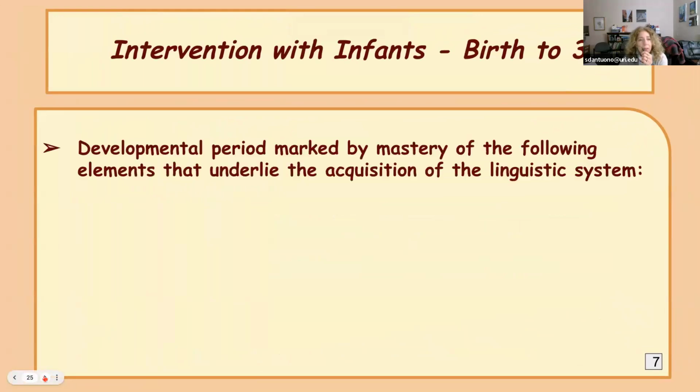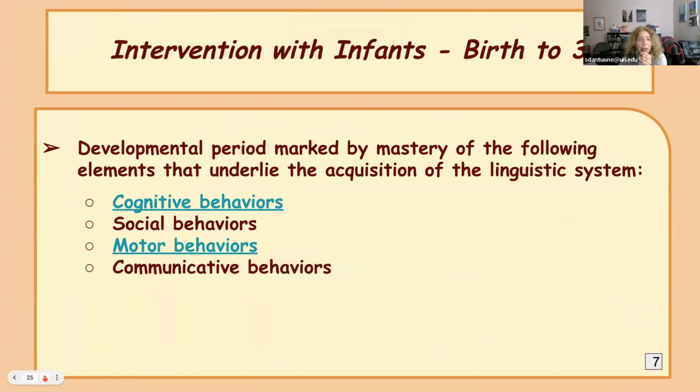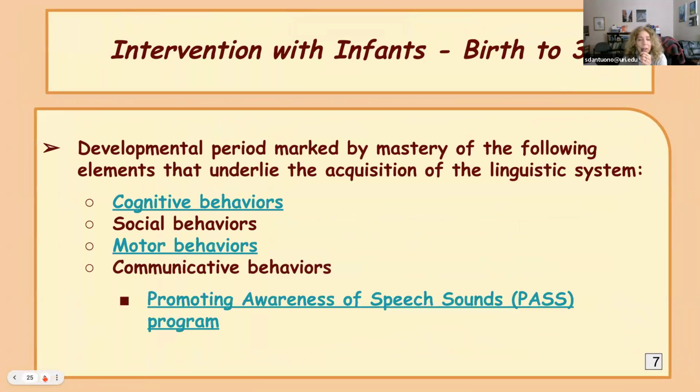Intervention with infants, birth to 3. When kids are really little, we really want to include parents. It's a developmental period marked by mastery of the following elements that underlie the acquisition of the linguistic system: cognitive behaviors, social behaviors, motor behaviors, communicative behaviors.